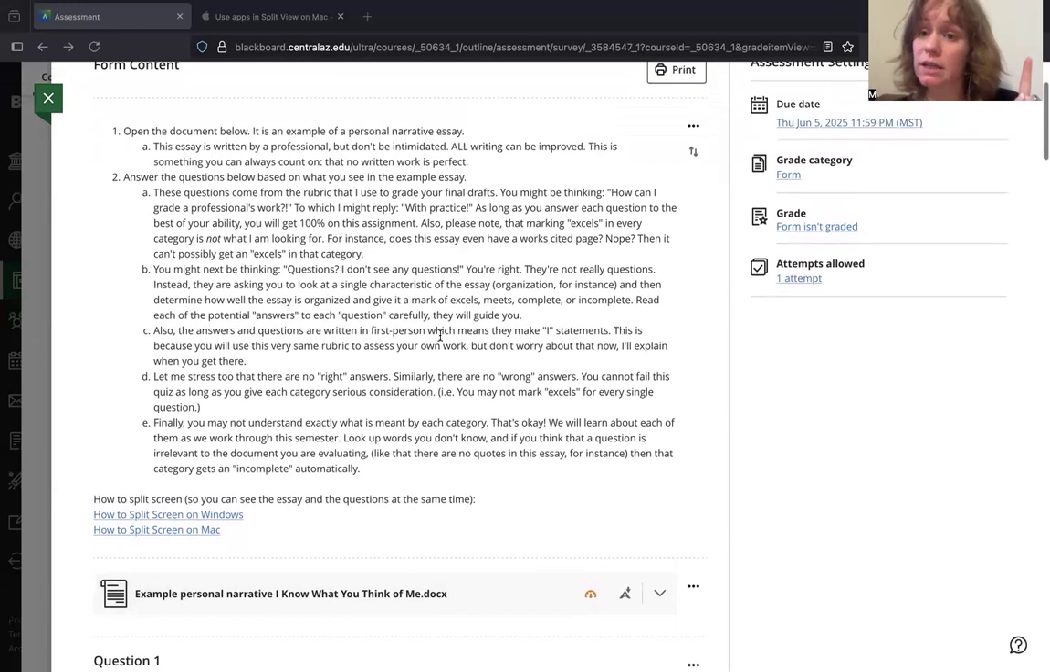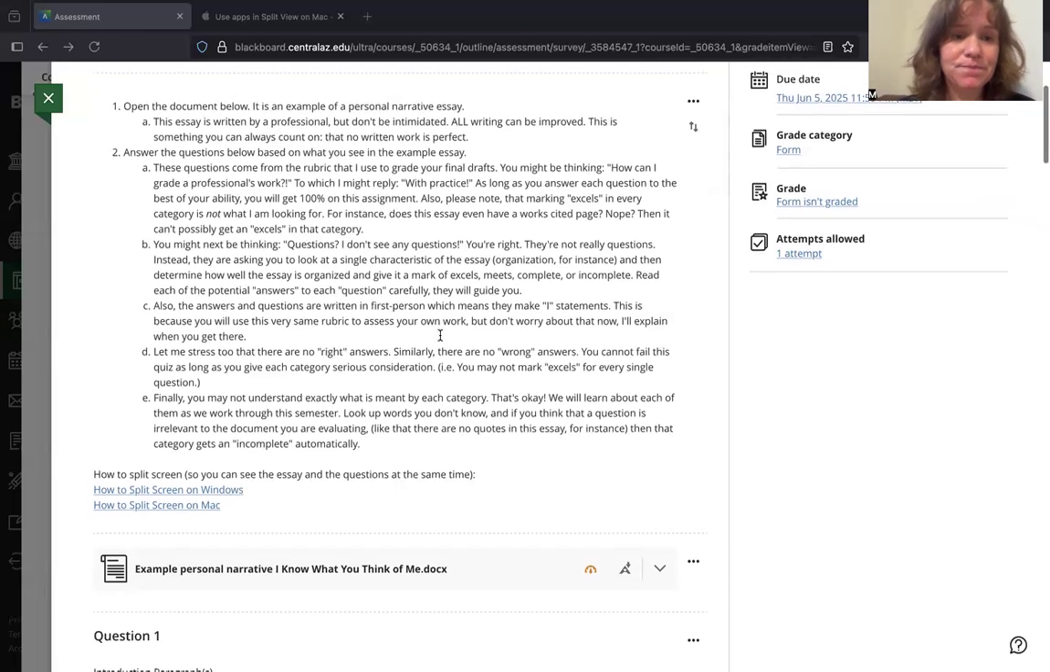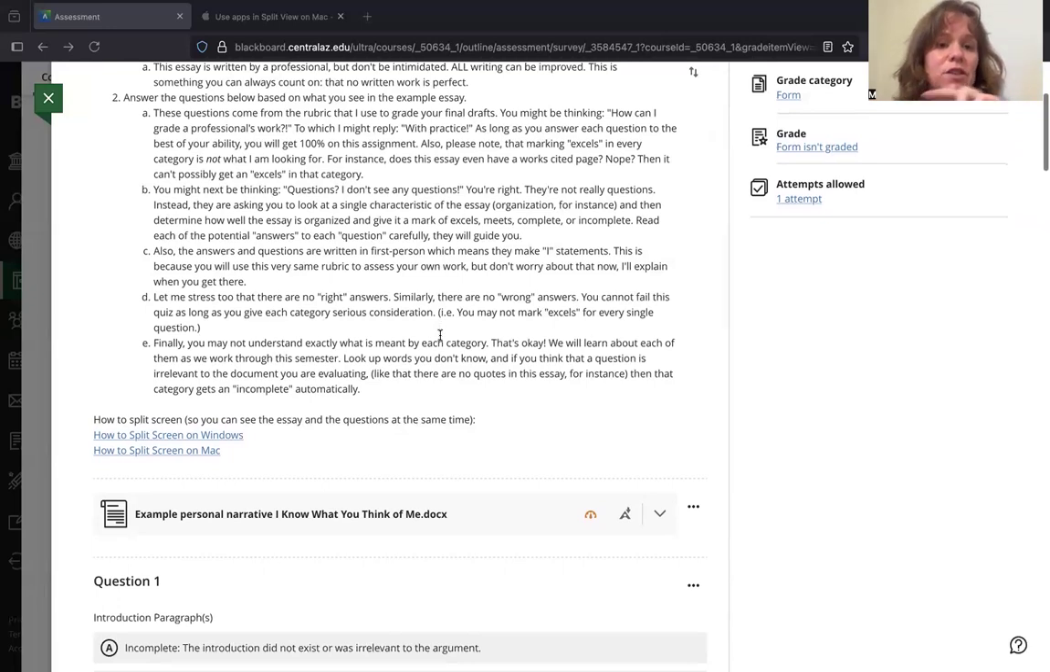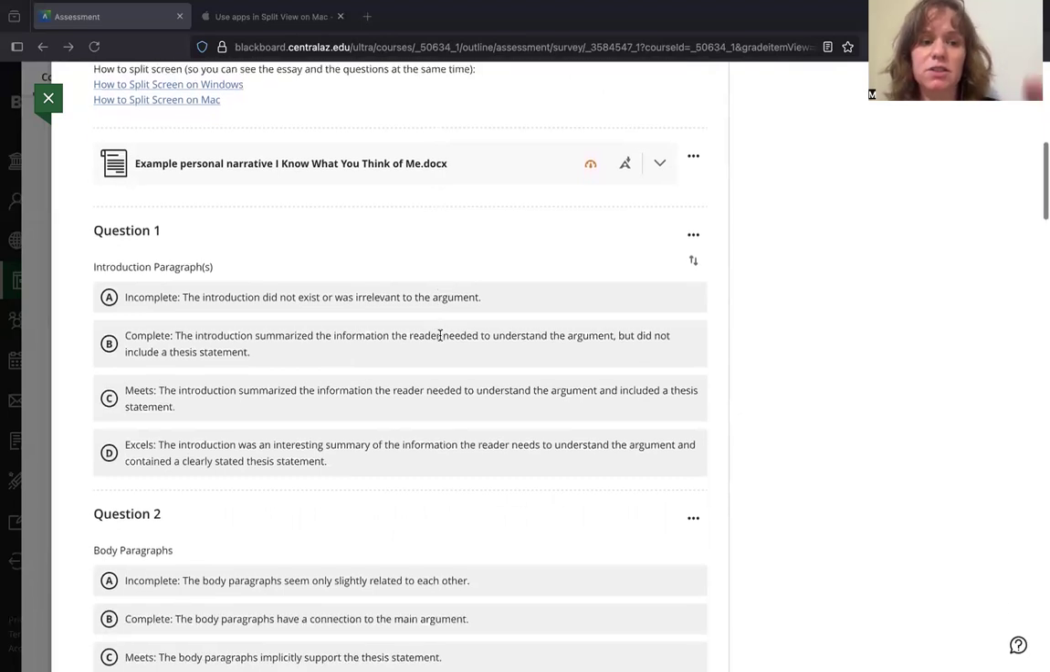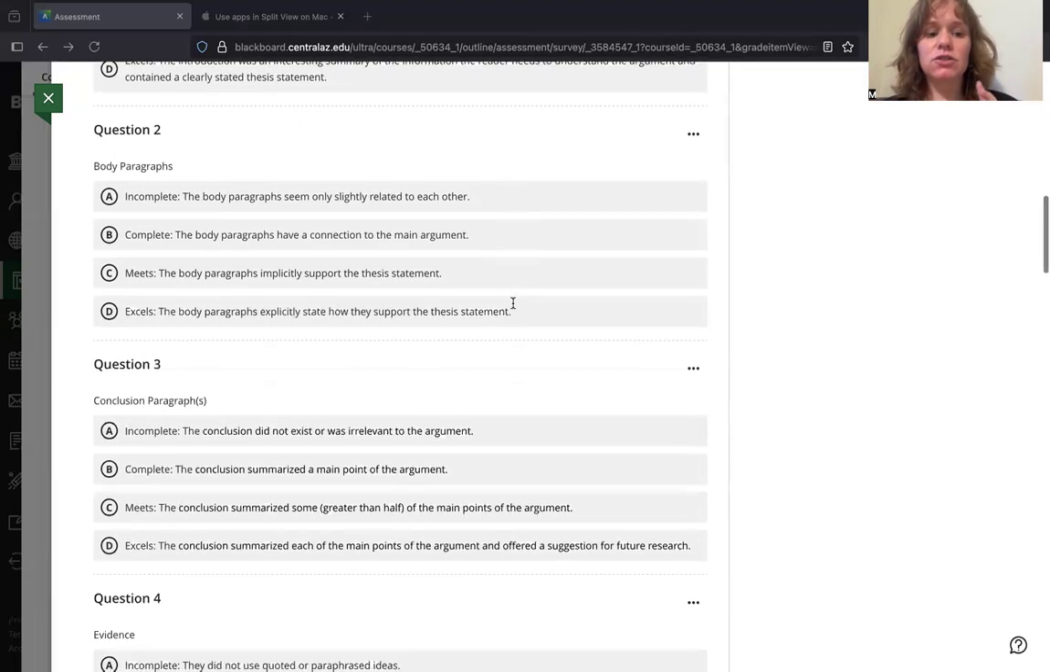So we're going to grade him. And he is not going to get excels in every category. I promise you this. All right? Okay, so you're going to answer all of the questions below based on what you feel about this document. So for instance, introduction paragraphs. Did he have an introduction paragraph? And if this is not the kind of essay that has an introduction paragraph, that's okay. That means he didn't have one. You mark it incomplete. And that's true for everything else, right?